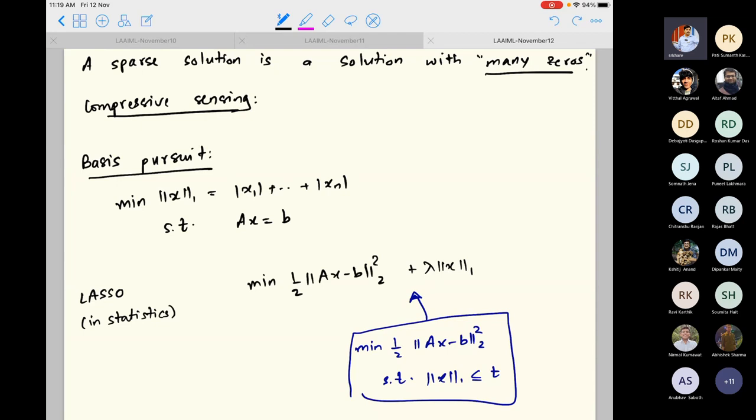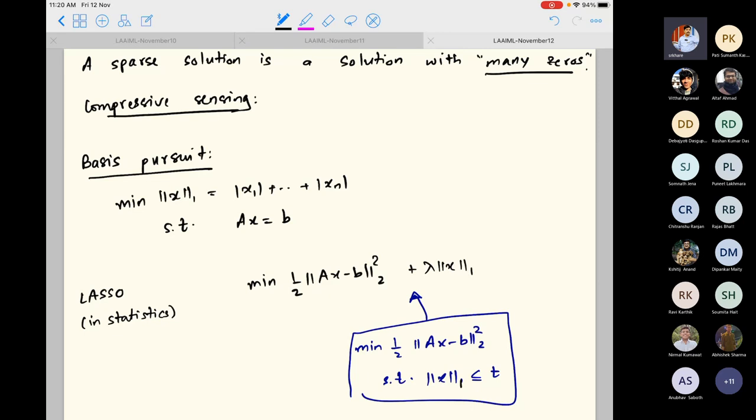And similarly, many other fields in AI and ML have this particular setting where you are trying to find a sparse solution. So if you are trying to find a sparse solution, then this is what you will do. There are several things. The first thing is why using one norm you get sparsity. And the second thing is, once you understand why you are getting sparsity, what type of algorithms one might use.